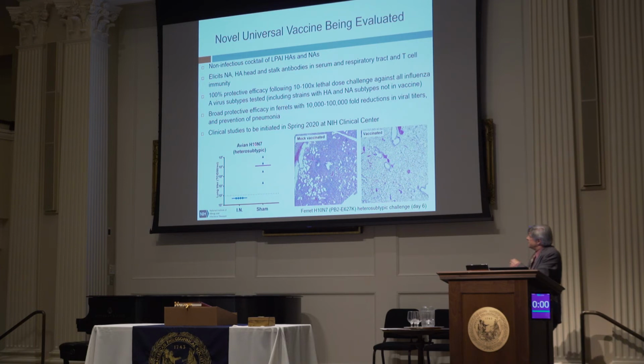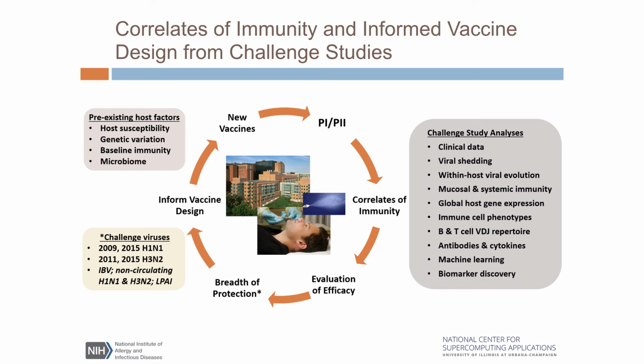Here's a challenge in ferrets against an avian virus that the vaccine does not have an H10 or an N7 in it. You completely eliminate virus in the lung. You completely eliminate this kind of 1918-like pneumonia seen with unvaccinated animals too, having completely normal lungs in vaccinated animals. So we're going to start clinical studies of this in the next couple months, about February, March 2020.